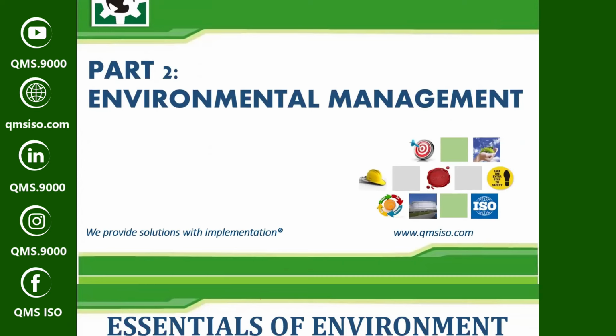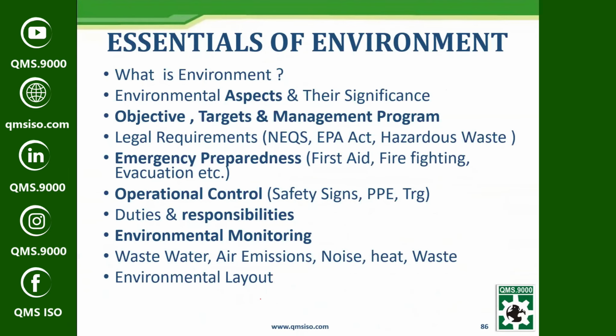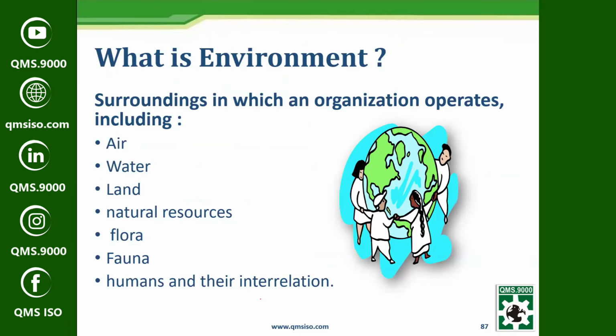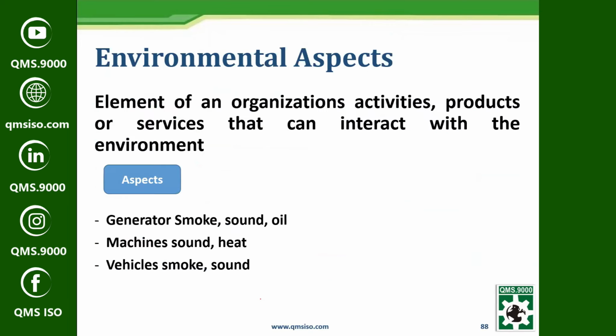Module 2, environmental management system. What is the environment? Surroundings in which organizations operate. It includes air, water, land, natural resources, flora. Flora means plantation. Fauna, aquatic animals, human being and their interaction. Air, water, land, flora, fauna, human being and their interaction.